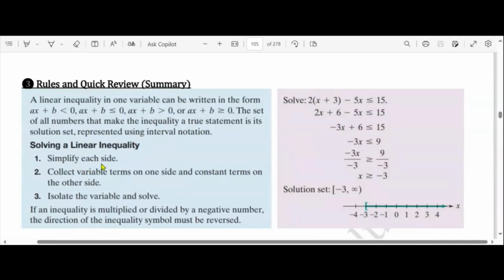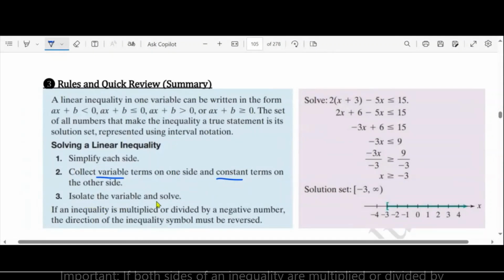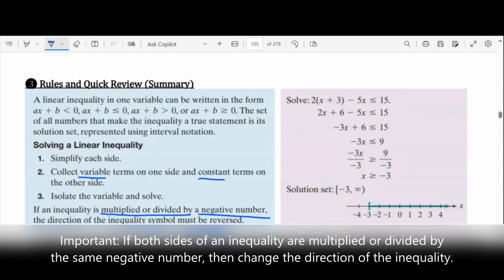Solving linear inequality. Simplify each side. Collect variable terms on one side and constant terms on the other side. So one side is the variable and one side is the constant. Isolate the variable and solve. If an inequality is multiplied or divided by a negative number, and this is very important, the direction of the inequality symbol must be reversed.